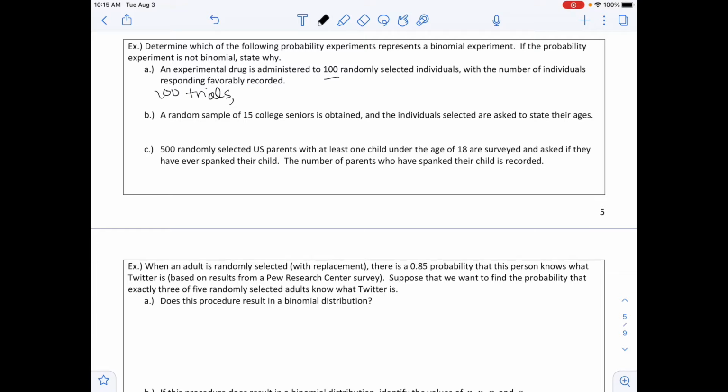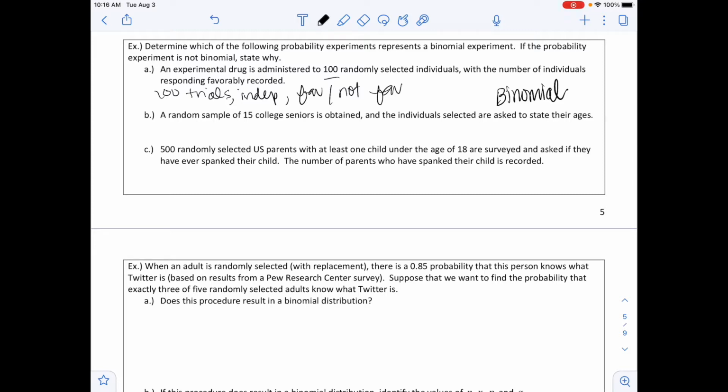The second thing is that these trials need to be independent, and since we're dealing with people, they're independent. Third thing is that there's two different outcomes, success and failure. So for this one, it's if they responded favorably or not favorably. And then the fourth thing says that the probability of success is the same for each trial of the experiment. And it doesn't state that, so we will assume that. And so with that assumption, we can say that this is a binomial experiment.